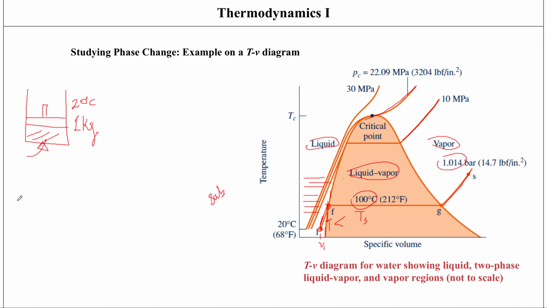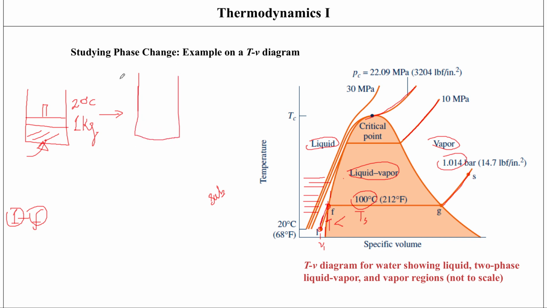Let's keep track of the processes too. Right now I've accomplished process 1 to F, from state 1 to state F, by providing heat to the system and increasing the temperature. That is the first process. Now, because the purpose is to convert this liquid into a vapor, I would have to go through this two-phase region, which is the liquid vapor region.